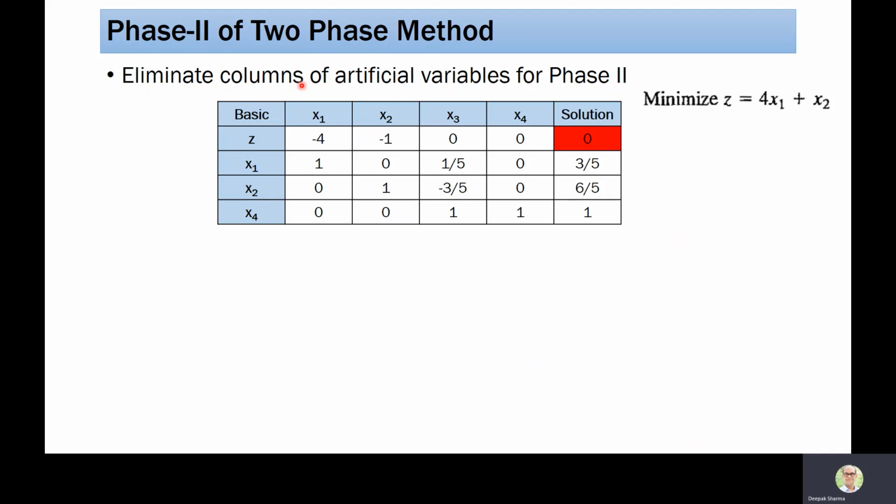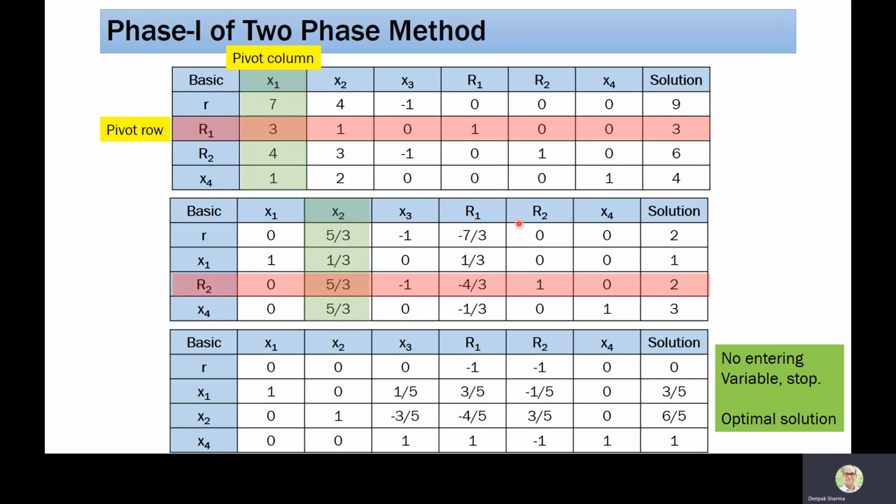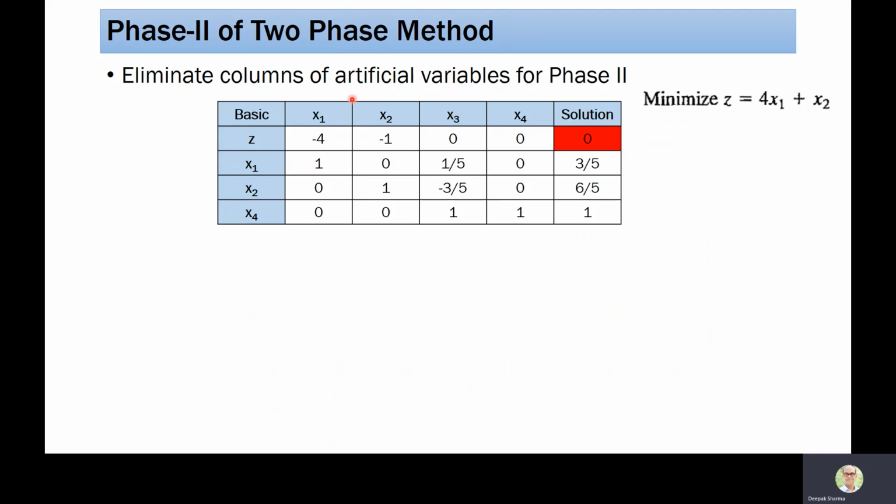We are going to eliminate the columns of the artificial variable. If I go back, these two columns, R1 and R2, we can delete. If I delete them, I get a smaller table as compared to the previous one. That is the first change. The second change is, look, we have removed the Z row, we have removed the R row. Now we are including the Z row.